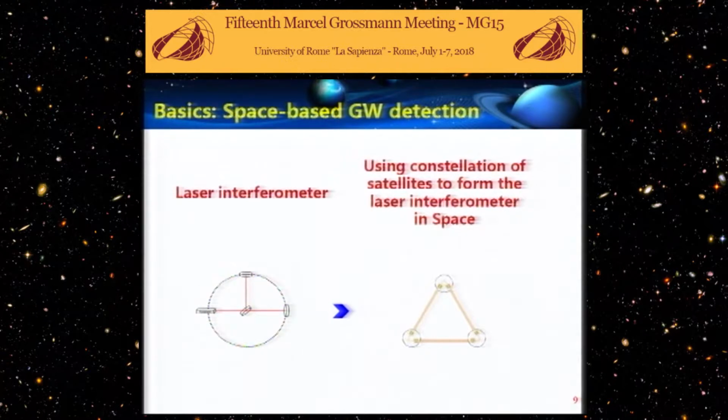Of course, we will also use the principle of laser interferometer, but sometimes a little bit different because the distance between the satellites is far away. We need to use some response or time delay interferometer, something like that. So we need the phase locking technology and something like that. It's quite different from LIGO.